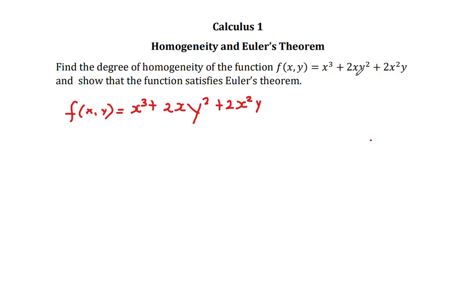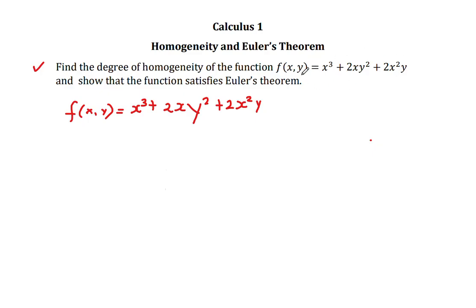In this lesson, I will be continuing my special series on reviewing content, typical final exam questions for university students studying Calculus 1. In this particular question, we'll be evaluating homogeneity and Euler's theorem. This question says, find the degree of homogeneity of this implicit function.